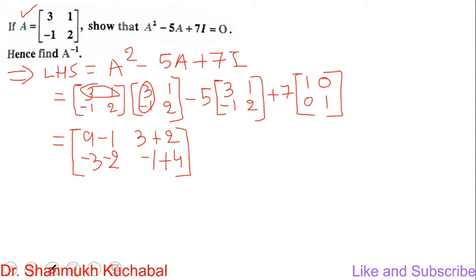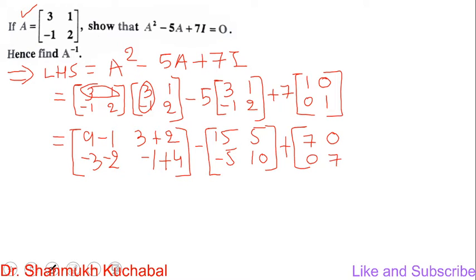So further, minus is as it is. Now every element we have to multiply by 5. So 5 3s are 15, 5 1s are 5, 5 into minus 1 minus 5, 5 2s are 10. So further plus as it is, 7 is multiplied with every element, 7 0 0 7.